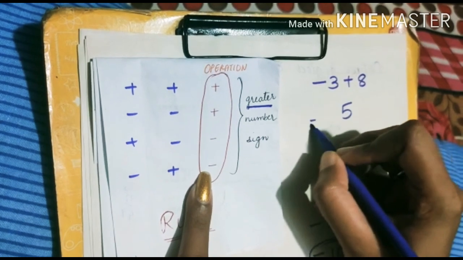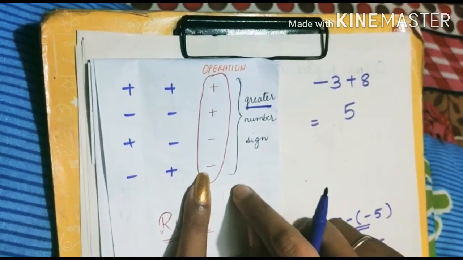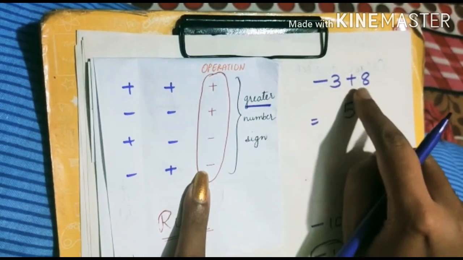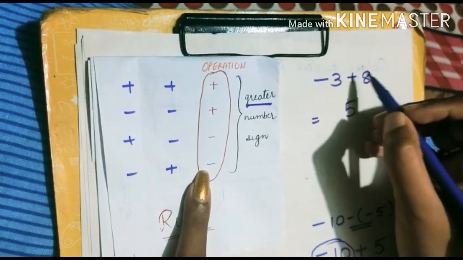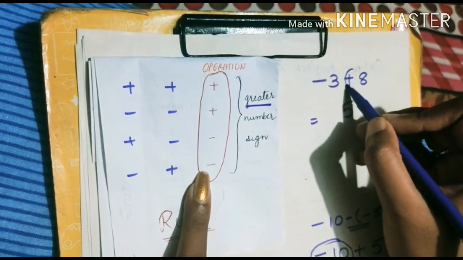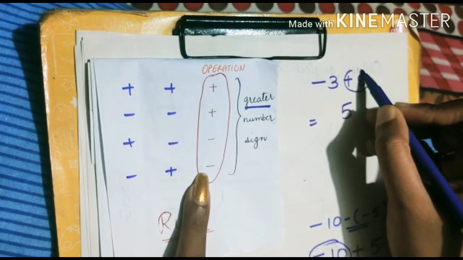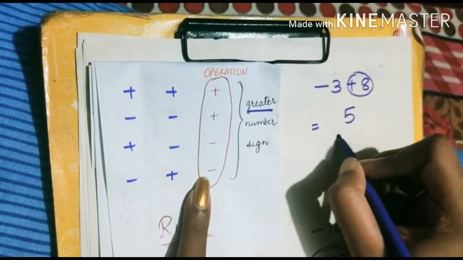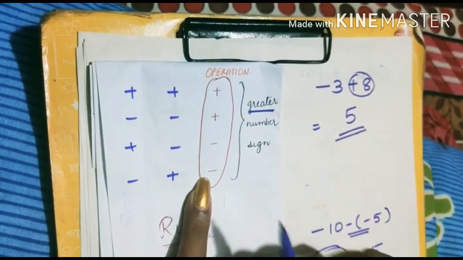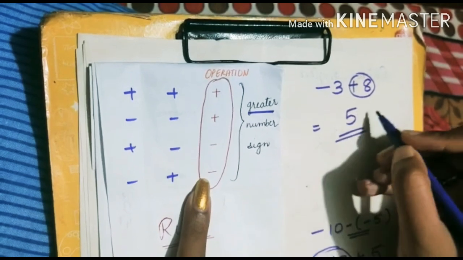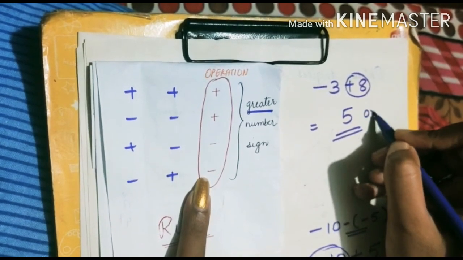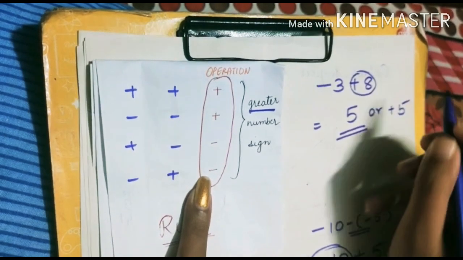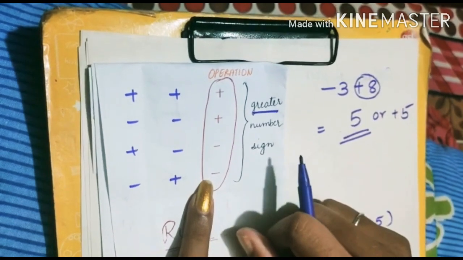Now students, tell me which sign I will put. Look, what does the rule say? Our rule says the greater number's sign. So students, here the greater number is 8, and the sign which 8 carries, I said the sign will be before the number. It is plus. So students, even if I don't write the positive sign, it is okay. It will not be wrong. Or else I will write plus 5. So students, for positive integers, you don't need to show the positive sign. Okay.